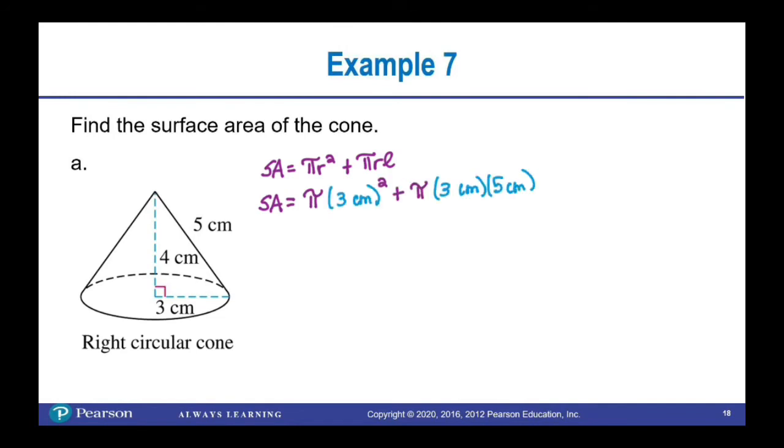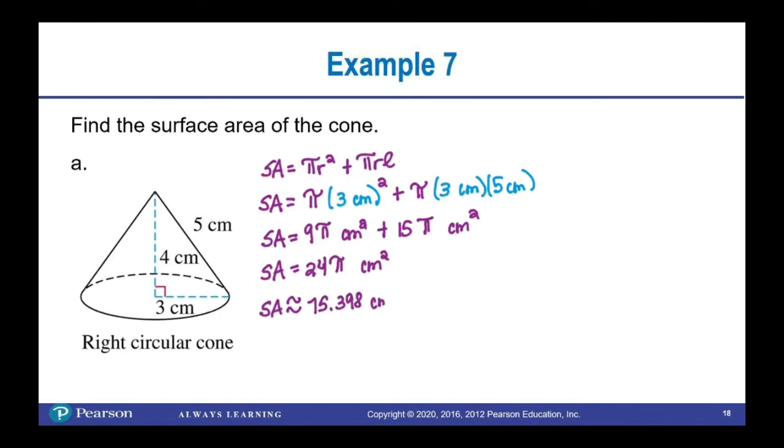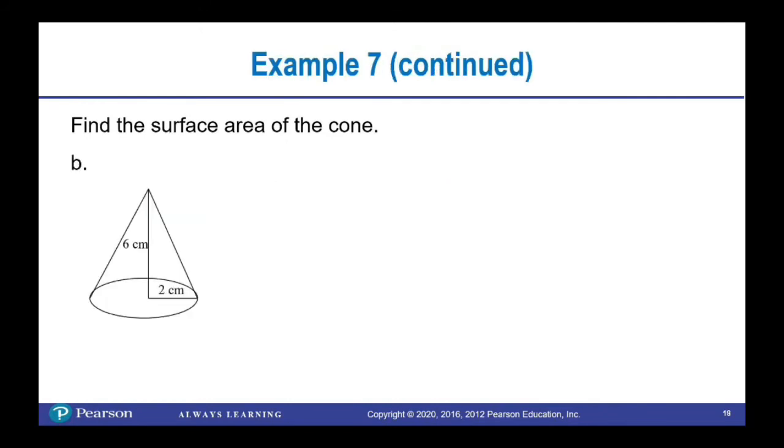So our radius here is 3 centimeters, and L, our slant height, goes down the side of that cone, so that's 5 centimeters. 3 squared is 9, so we'd have 9 pi square centimeters, plus 3 times 5 is 15, so 15 pi square centimeters. These are like terms, so add them together, it gives us 24 pi square centimeters. And type this into your calculator if directed by Math Labs, and we get approximately 75.398 square centimeters.